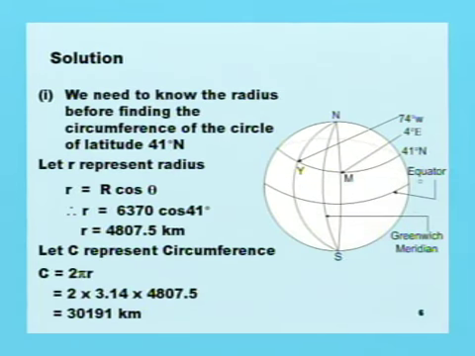Let C represent the circumference of that same circle at 41 degrees north. Circumference is equal to 2 pi r, and when the values are substituted, we'll have 2 times pi, pi being 3.14, times 4,807.5, which is a value we calculated a moment ago. When these values are put into the calculator, we obtain a result of 30,191 kilometers.